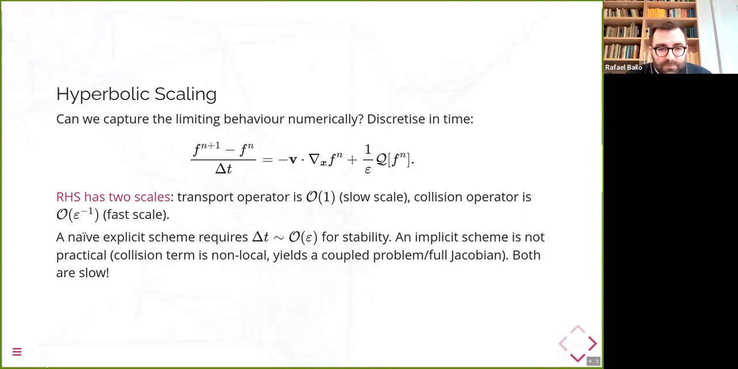Could you do an implicit scheme? I guess you could. I haven't tried, but again, this collision term is fully non-local, so you're going to get a problem in many dimensions with a full Jacobian. This is bad news for an implicit scheme. So it could be done, yes, but I'm sure it'd be very slow as well. So we would really like an explicit scheme where we can have some kind of asymptotic preserving property. We can solve this problem and not die of old age in the process.